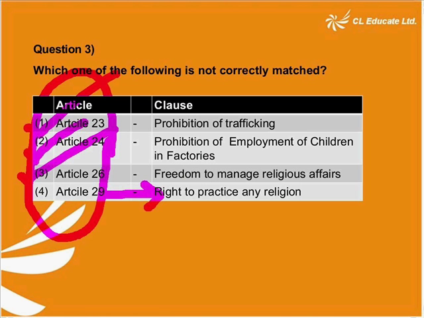Okay. The correct answer for this is part 4A. And part 1 is about the boundary lines. Yes, part 1 is about the boundary. That is Union of India. Union of India.